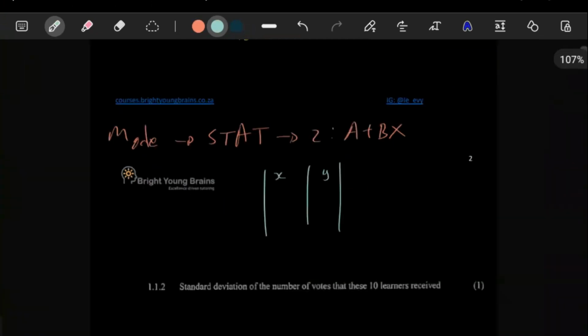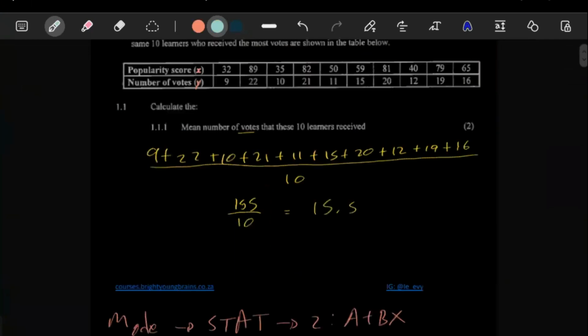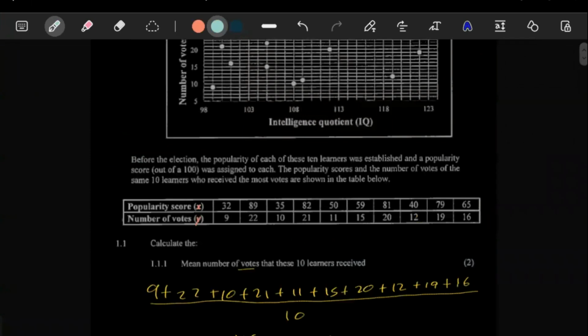So if you're going to get the standard deviation of the votes for the 10 learners, let's put in this data first. This is 32, equal to, 89, 35, 82, 50, going on and on. So as you're putting in this data, the one thing you can just keep in mind is the only way you're probably going to get some of these questions wrong is if you don't put in your data correctly.